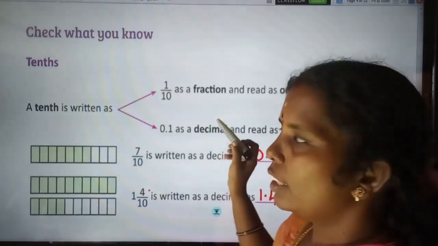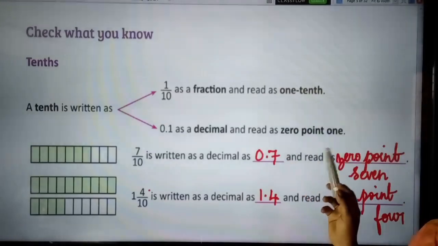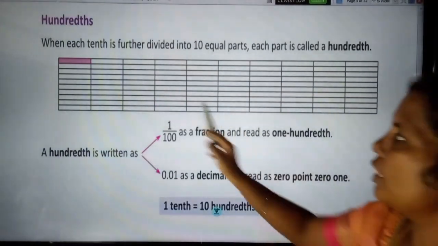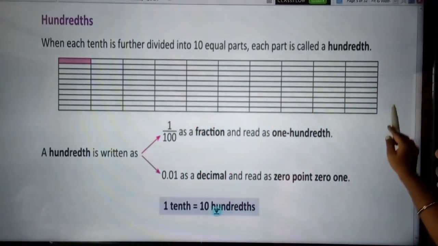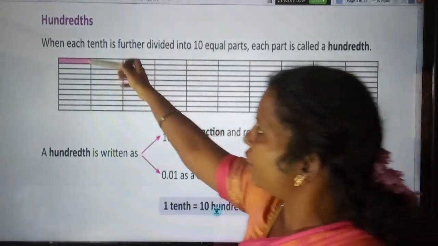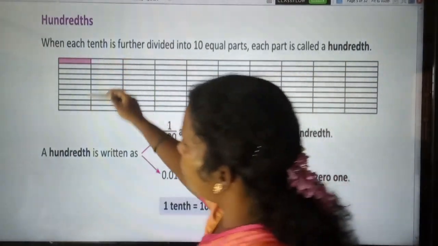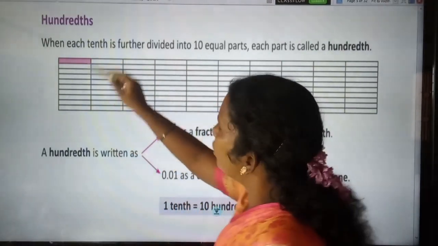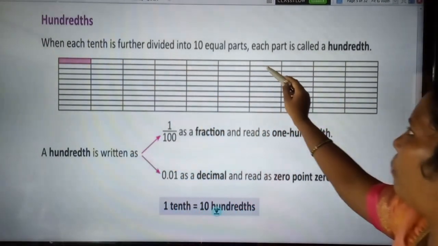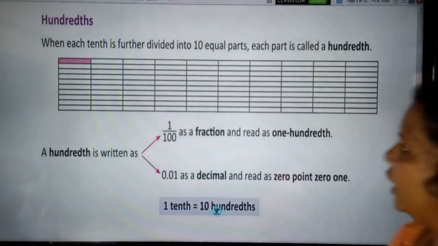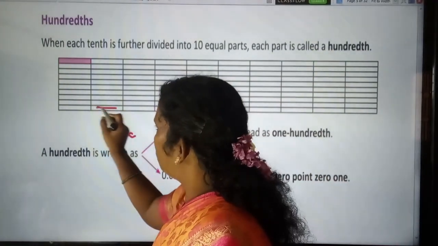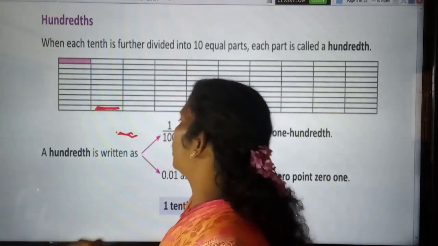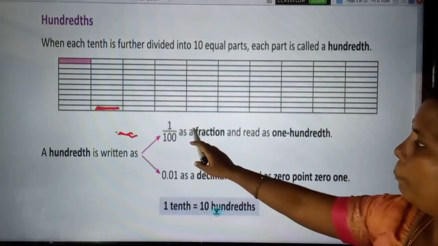Next we are going to see about the hundredth place. Now we have seen the tenth place. Next we are going to see about the hundredth place. See, the same 10 columns are again divided into 10 rows. Each column is divided into 10 rows. So when each tenth is further divided into 10 equal parts, each part is called a hundredth. This part fully is called the hundredth part. Hence the hundredth is written as 1 by 100.